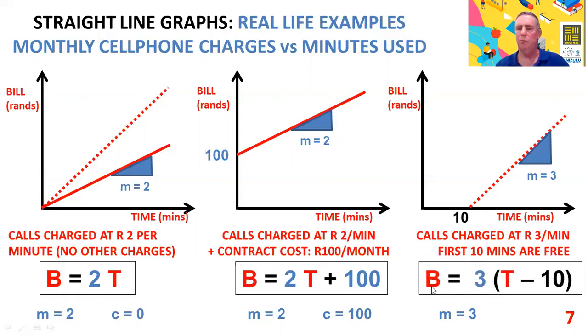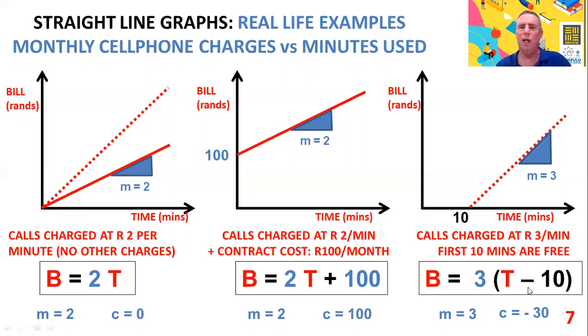The equation is B is equal to 3 times T minus 10. So we subtract 10 from the time before we calculate the bill. So a slightly different looking equation. So have you worked out what C should be? Well, C is 3 times minus 10. So C would in fact be minus 30 in this case.